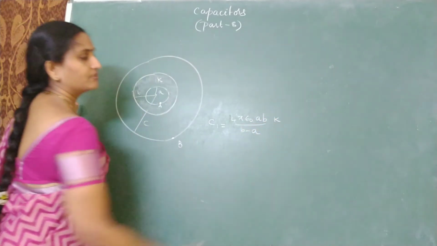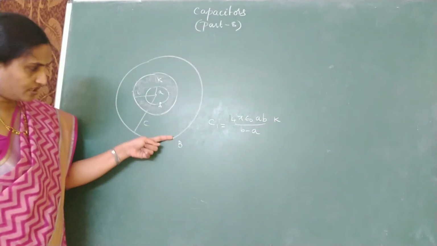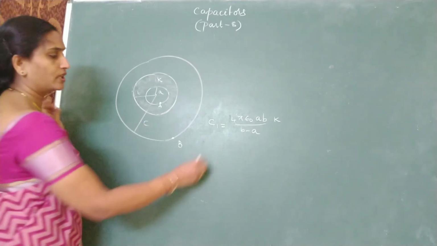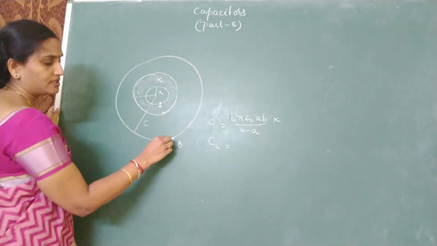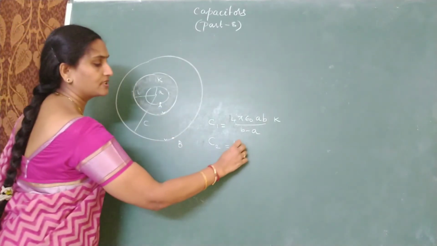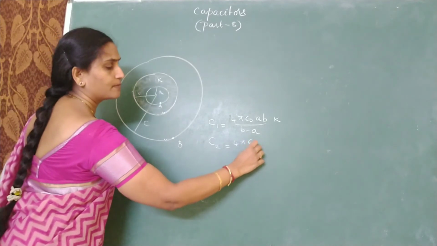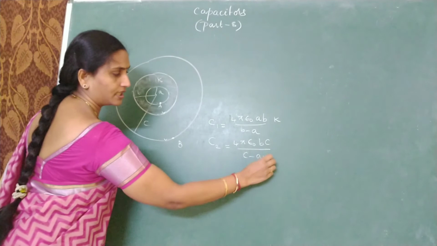And because you have filled it with a dielectric constant, I will write it as K. Now between these two shells also there is one more capacitor. I will call this C2. So between B and C, and it is vacant, without any dielectric. What would its capacitance be? 4 pi epsilon naught BC by C minus A.